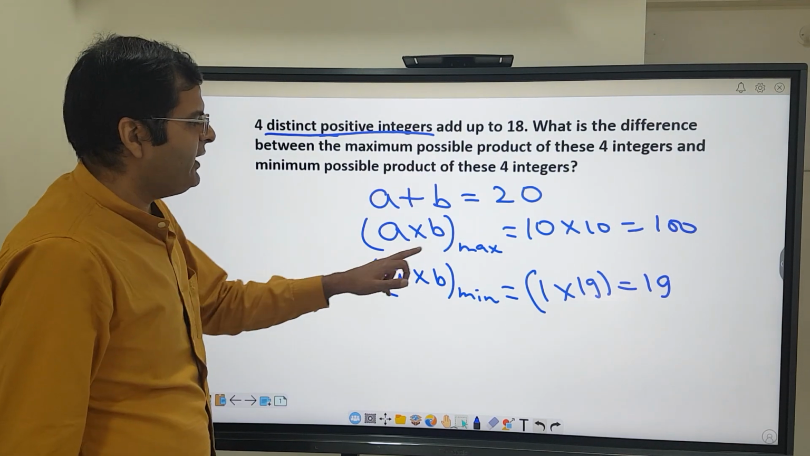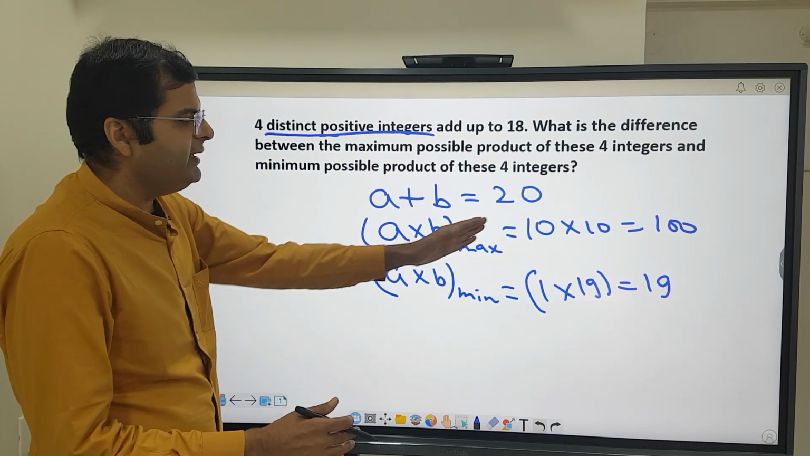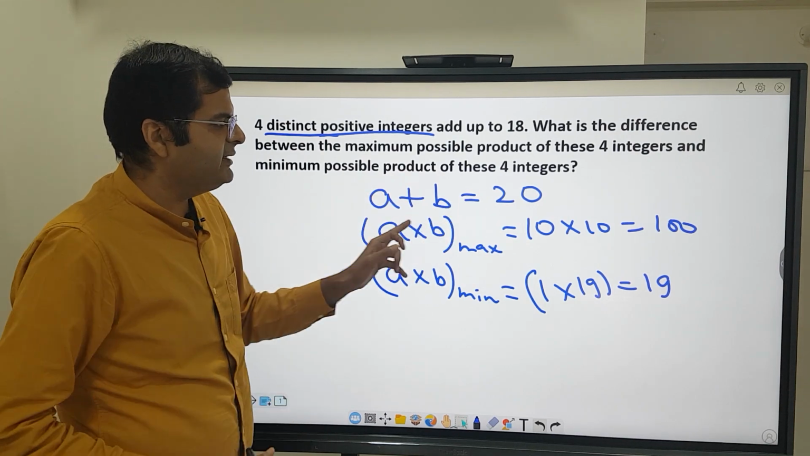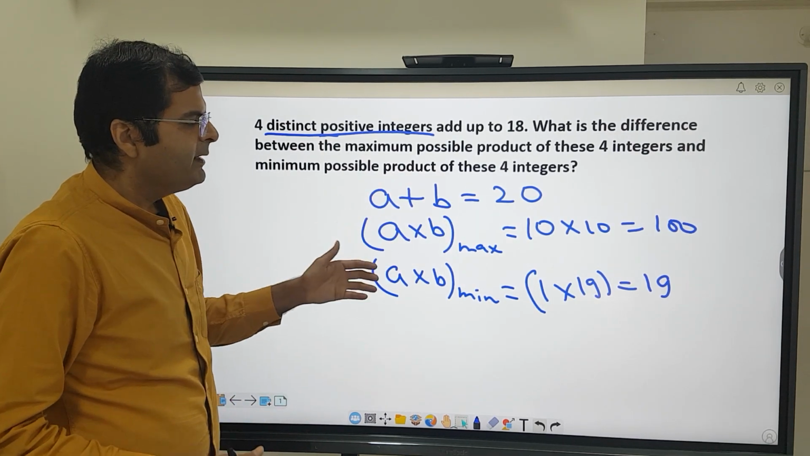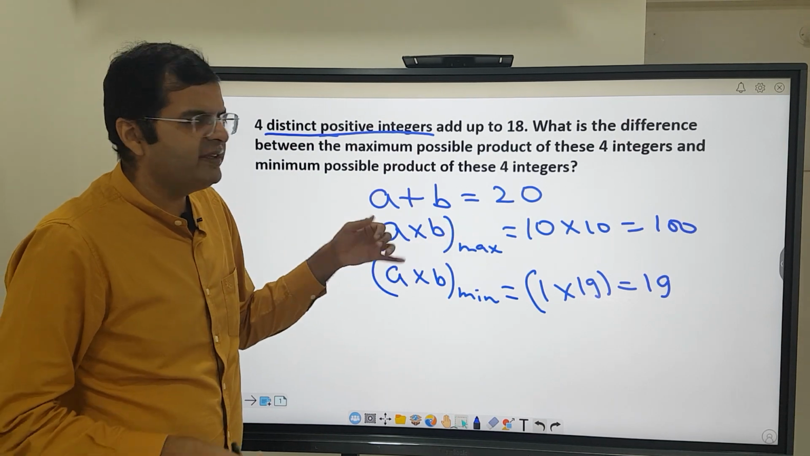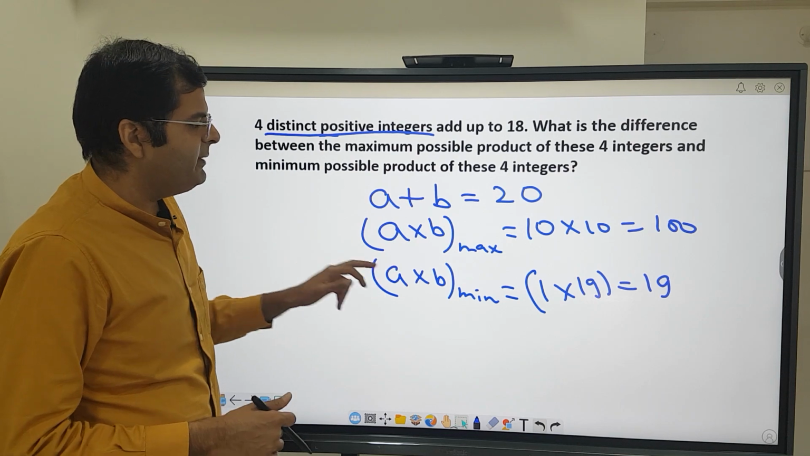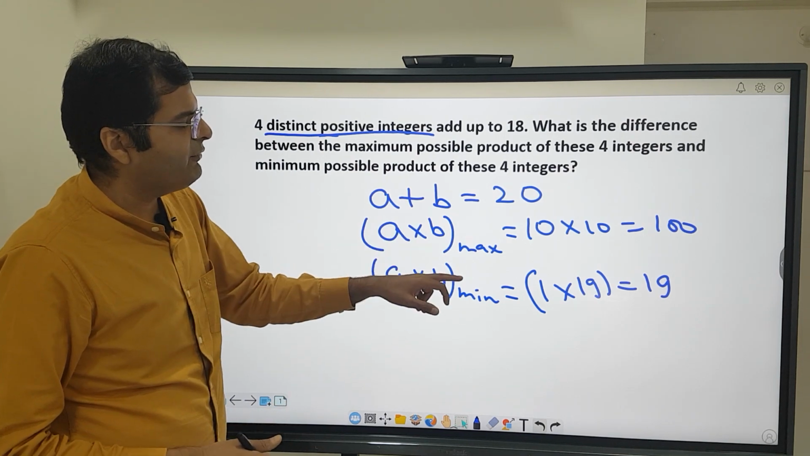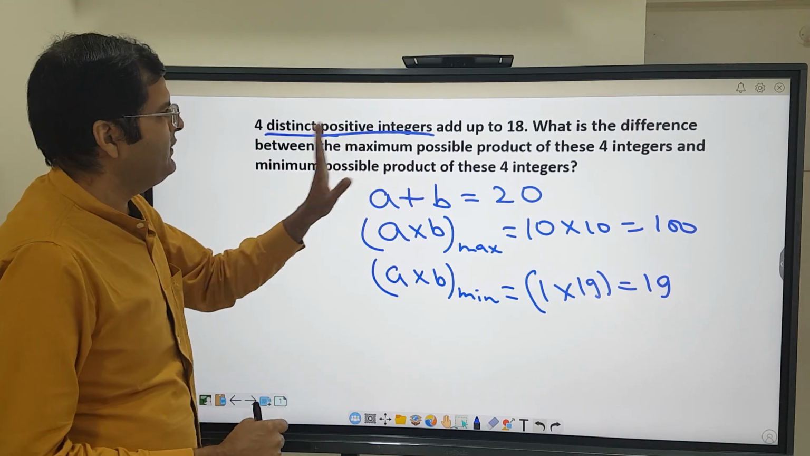To get maximum values, the integers have to be as close as possible. Here in this case, there is no restriction on a and b, both of them can be equal also. So I made the difference between them 0, so it is 10 and 10. If you have to minimize the product, then you have to space them out as much as possible. The same logic will apply here.